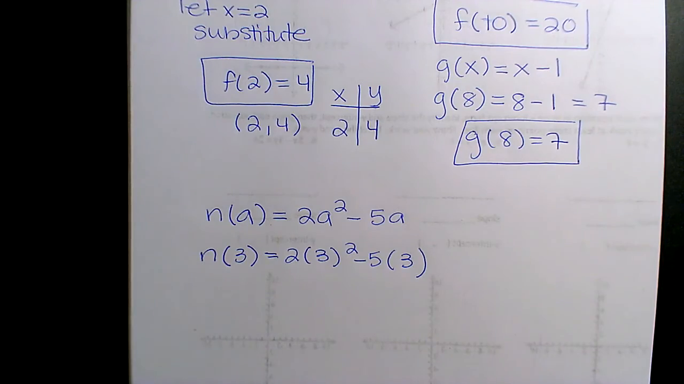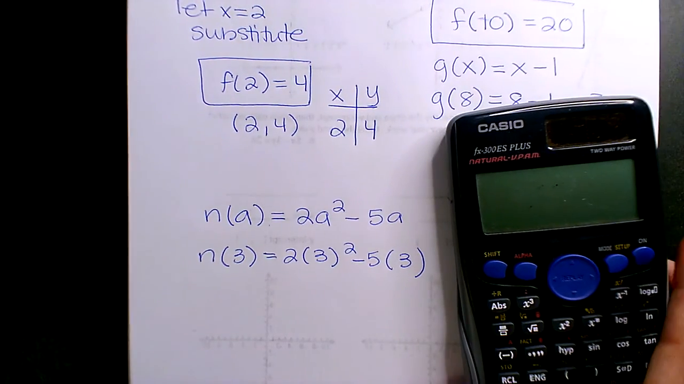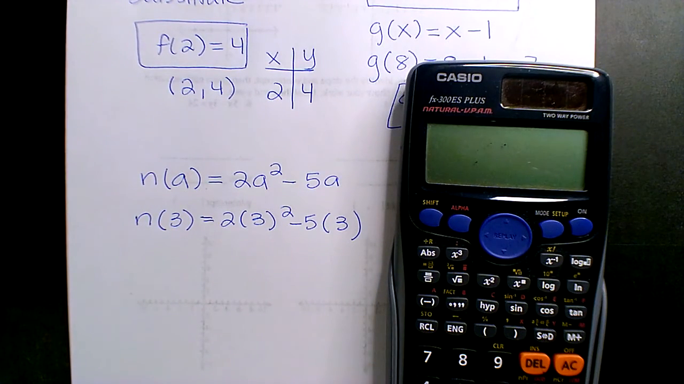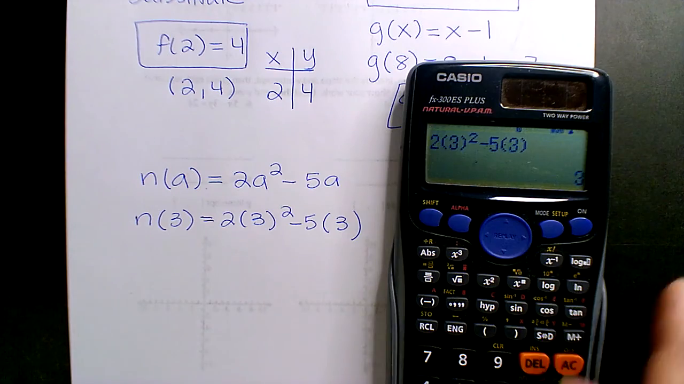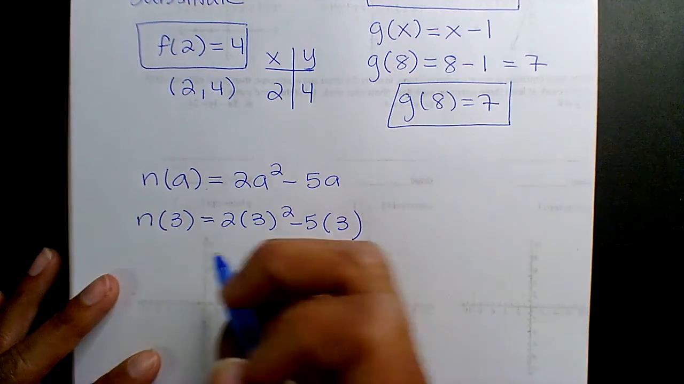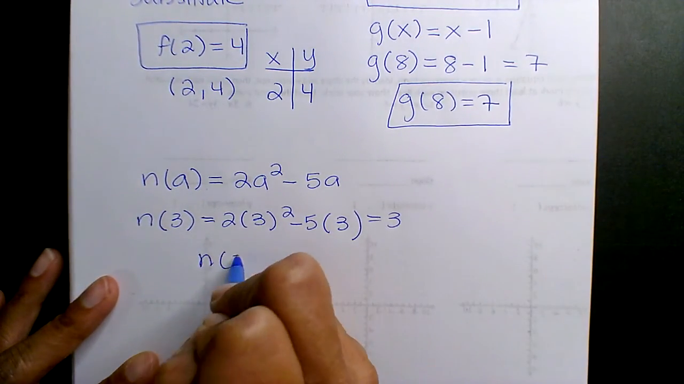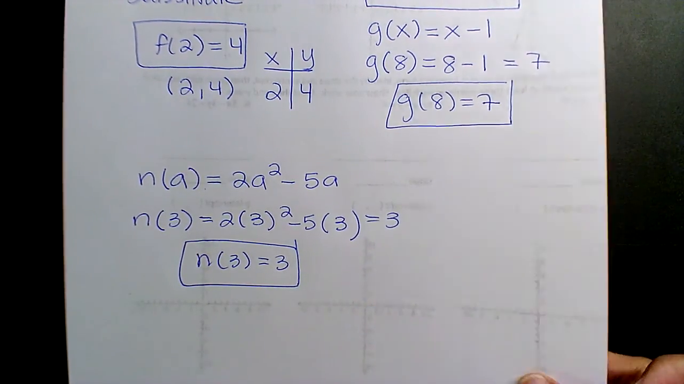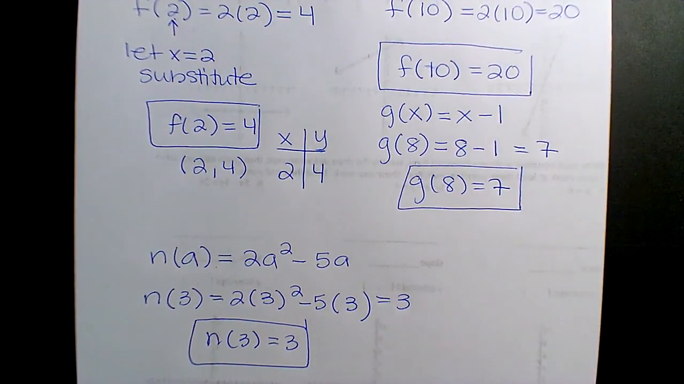And so you can go to a calculator and type what you see, or you can solve it by steps, right? So if you're just going on the calculator, 2, 3 squared, and so I get 3. Yeah, so I get 3. So what is n of 3? 3. All right, so that's the function notation with substituting in for the independent variable.